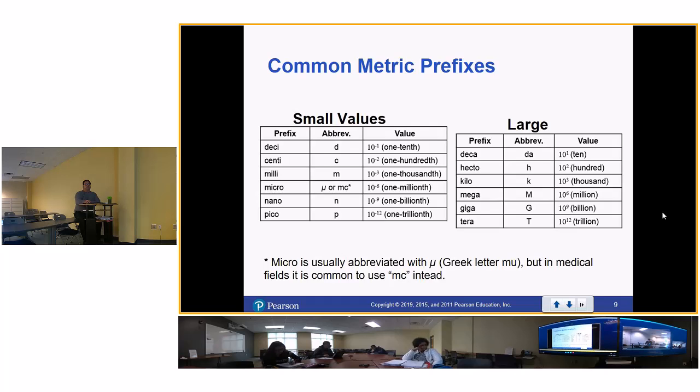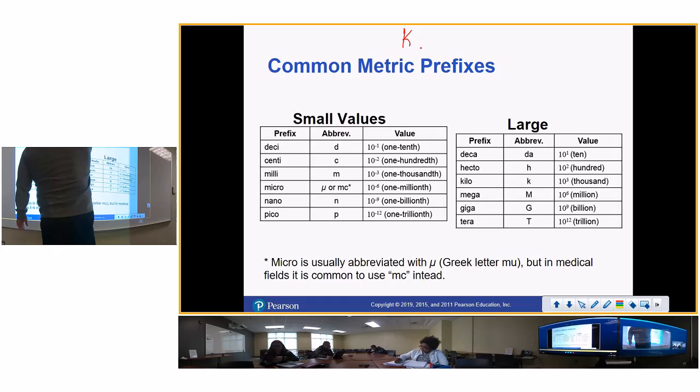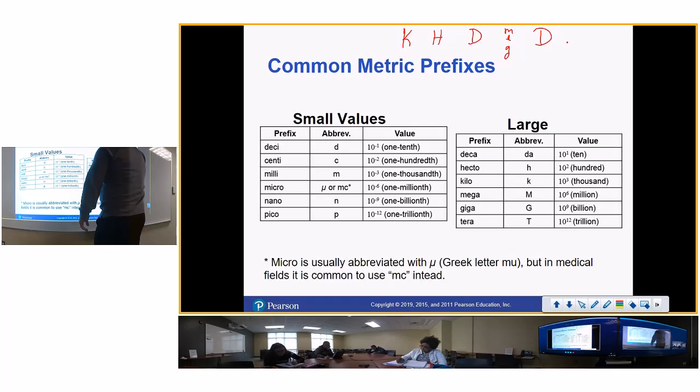Yes, unit conversions. Now, the first thing we're going to write right here is: King Henry died drinking what? Chocolate milk. King Henry died drinking chocolate milk. And that's the basic. King Henry died, meters, liters, grams, drinking chocolate milk.